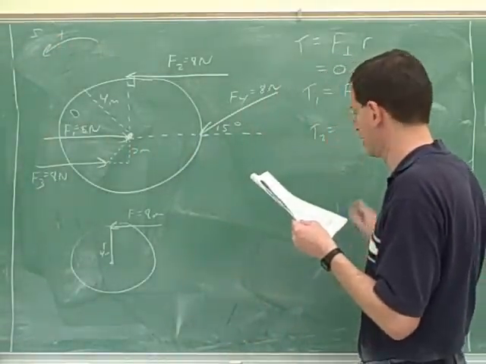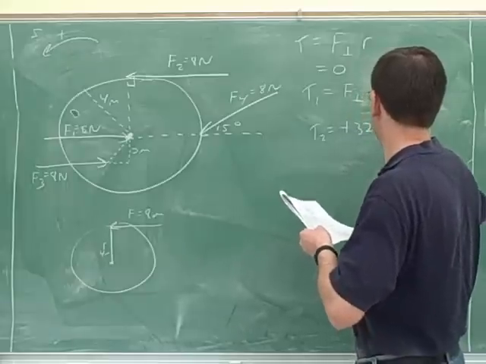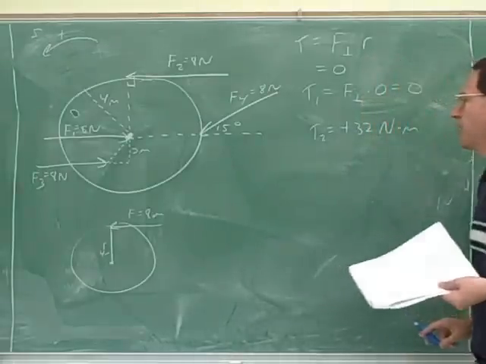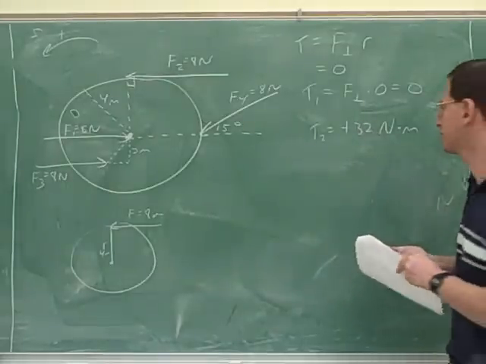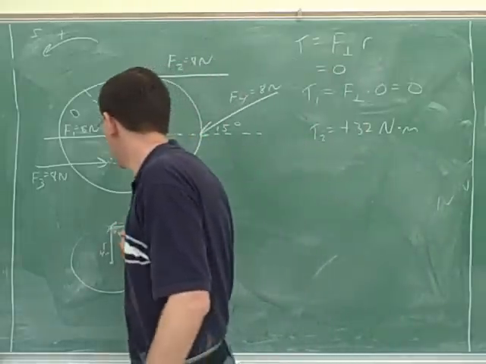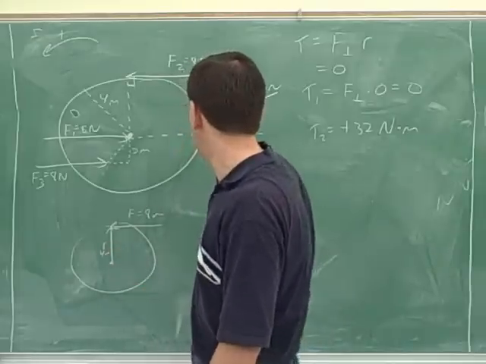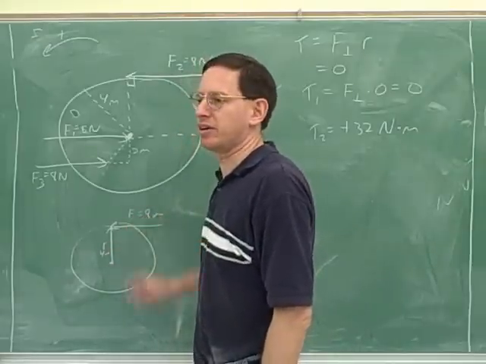So what was the torque? Positive 32 Newton meters. If something's positive, it's better to actually put in the positive sign. Now, one thing that you did that was excellent there is that you drew a whole new picture just to show the R.